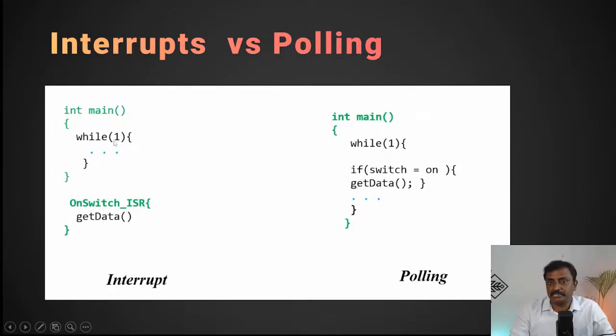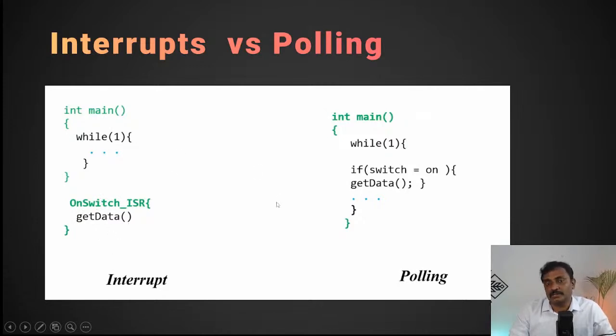Whereas for an interrupt service routine, it could be any loop, or you can execute any statements. So whenever an interrupt occurs, it pauses the current execution of the program and goes to the interrupt service routine. So that's what happens in an interrupt.